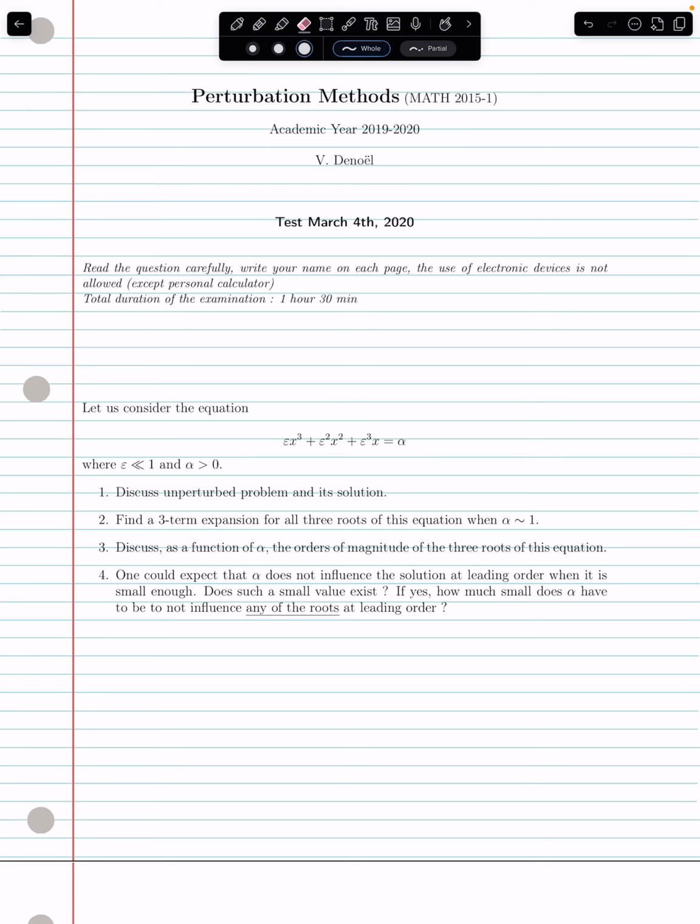Okay, hello everybody. So we have another exercise here to practice perturbation methods applied to the solution of algebraic equations. This example has been taken from tests that I organized in the framework of my course on perturbation methods at the University of Liège. And it aims at solving a problem which is that equation.